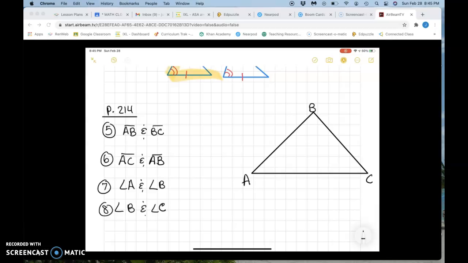Okay, the last section just says for numbers 5 and 6, which angle is included between these sides that they're giving us. So they just want to know the angle that falls between. So the first one is which angle falls between AB and BC. Well, that would be angle B. And which angle falls between AC and AB? Here's AC, here's AB. So the angle that's between those two is going to be angle A. I'm almost out of time, so I'm trying to watch my clock.